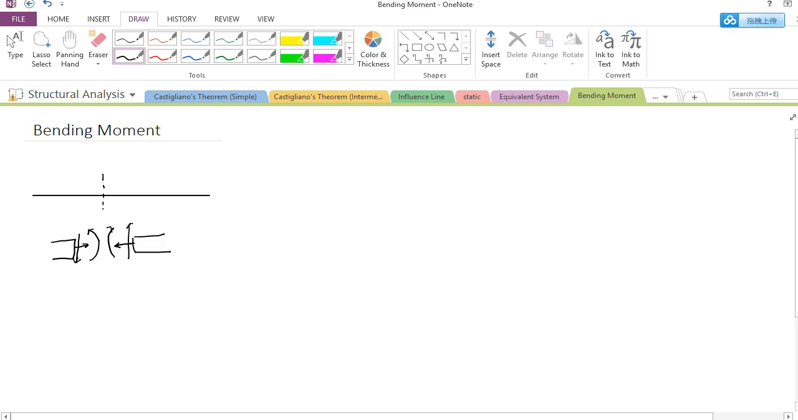We call this kind of bending moment positive when it pulls the bottom side. When I draw the bending moment like this, you can draw it like this. It means that this is the face of the beam, right? The bottom part is under tension. So when the bottom part is under tension due to this bending moment, we call this moment positive bending moment.